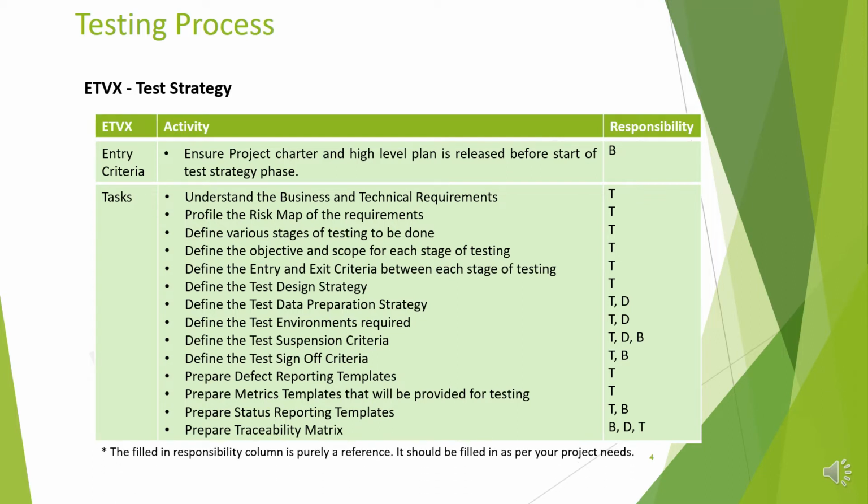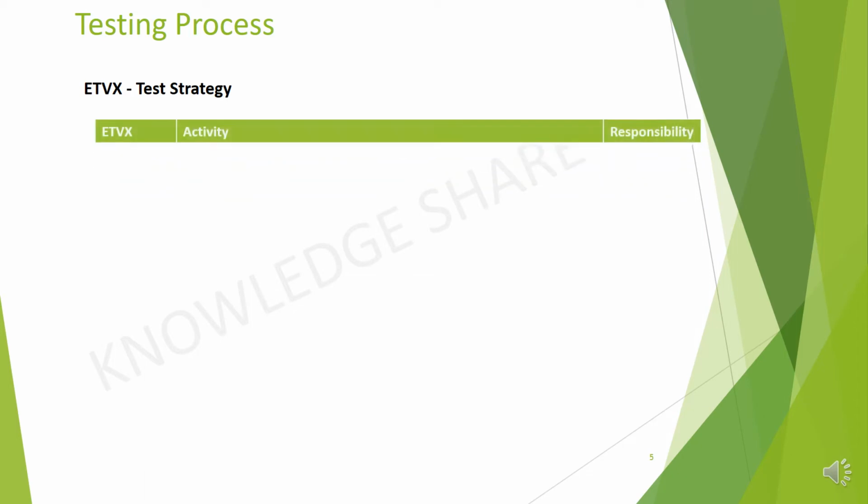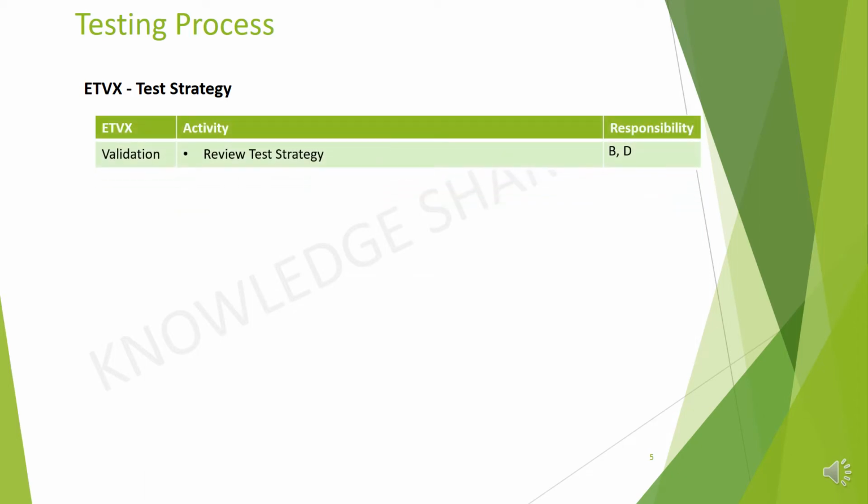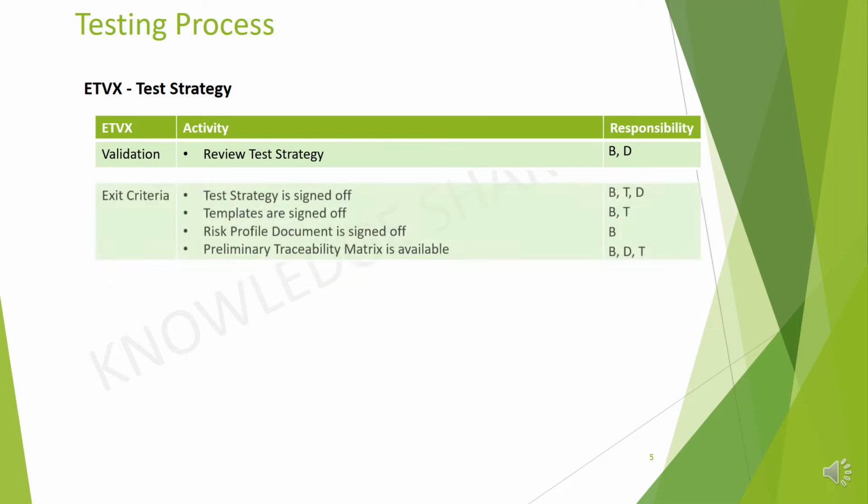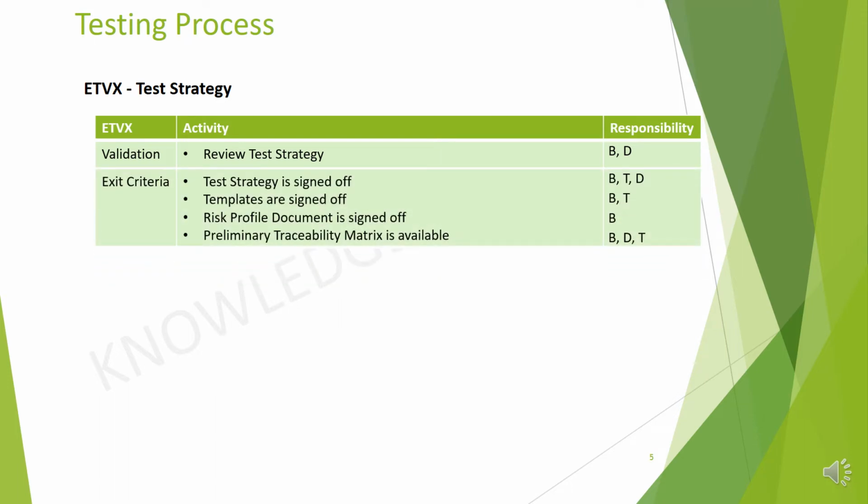The filled-in responsibility column is purely a reference in the above table. It should be filled as per your project needs. Under the validation part, the activity is to review the strategy. Under exit criteria, the activities are: signed-off test strategy document, signed-off templates, signed-off risk profile document, and availability of preliminary traceability matrix.